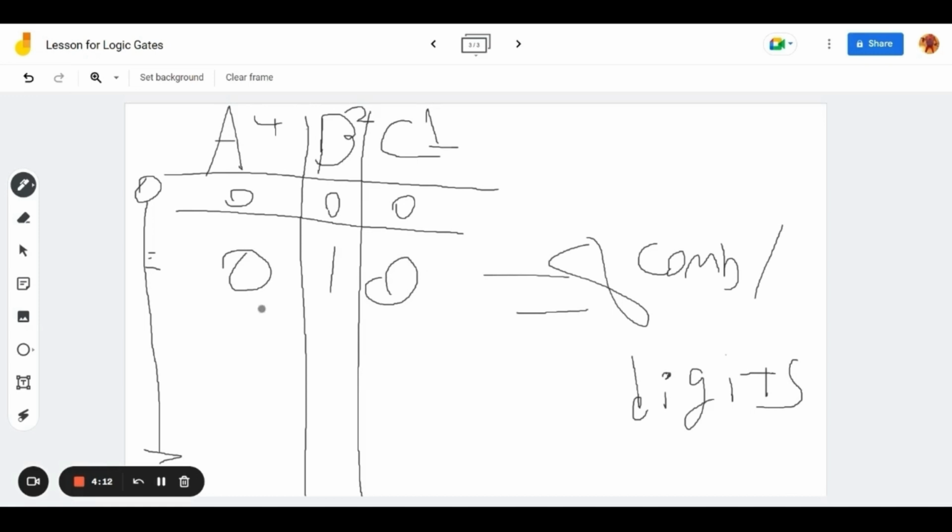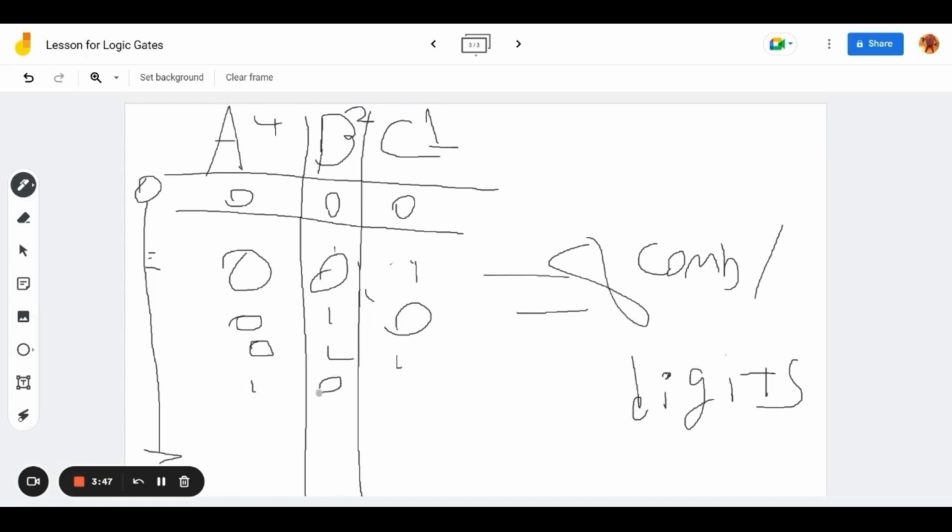Next number is 1, my bad. This part here is 1. So next number here is 1. So we do 0, 0, 1. Next number is 2, 0, 1, 0. Next number is 3, 0, 1, 1. 2 plus 1 equals 3.